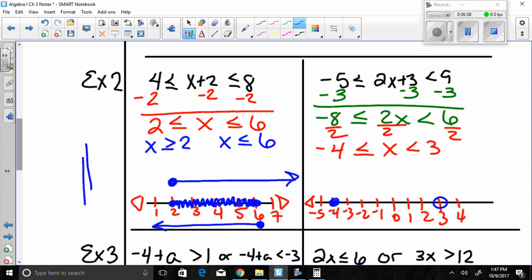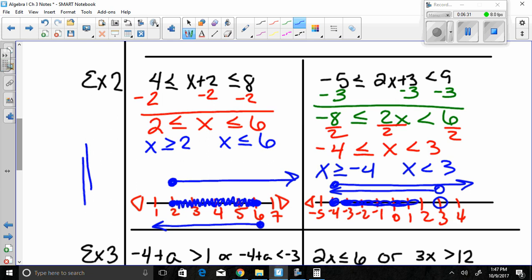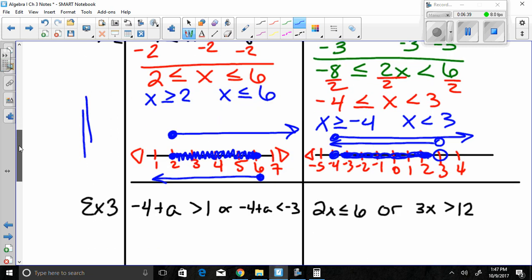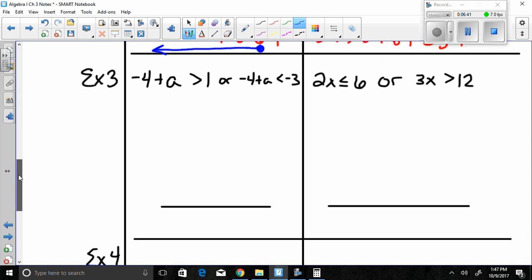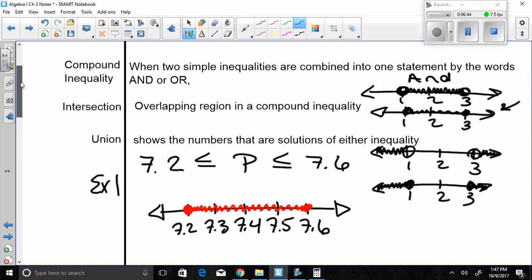Now, it's easier for me to read if my variable's on the left, so I already know that this one's set up correctly. So now I just have to flip this other one, so x greater than or equal to negative 4. So x is greater than or equal to negative 4. X is less than 3. That means that I need to fill in between the two. Right there. So that is how it should look for our graph. That is their intersection, by the way, going back to our word from the beginning.